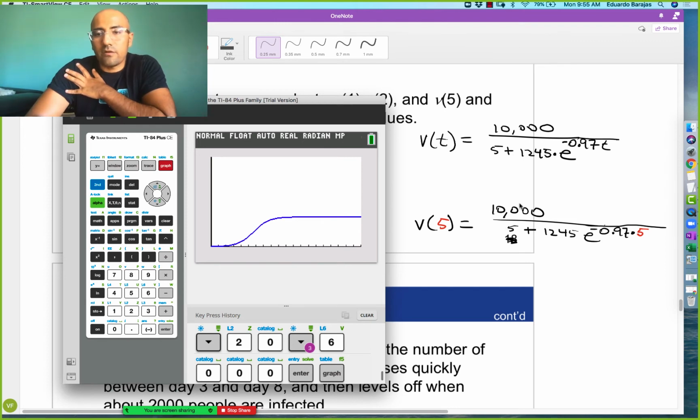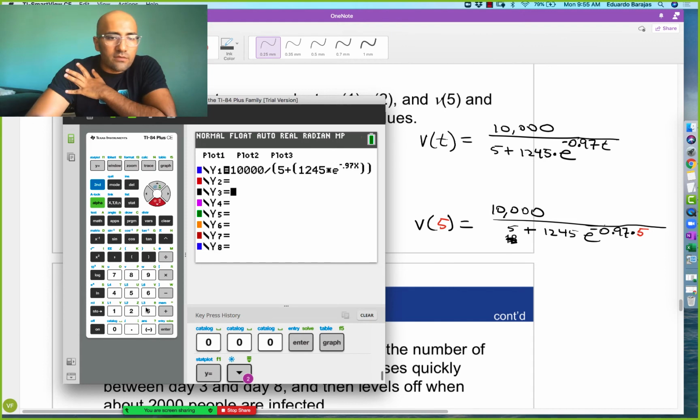5 plus 0 equals 5. So 10,000 divided by 5 is 2,000. So it looks like this is going to plateau around the 2,000 mark. So let's graph y equals 2,000, and you'll see that.